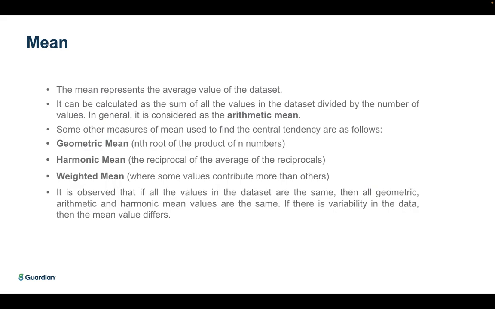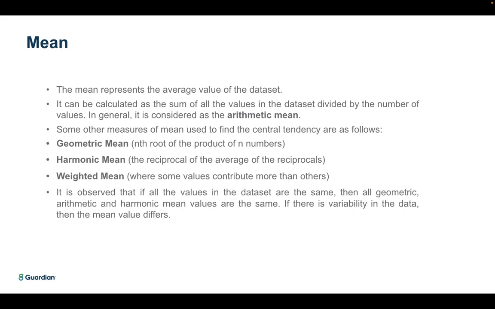There are three types of means: geometric mean, harmonic mean, and weighted mean. Geometric is basically the nth root of the product of n numbers. Harmonic is the reciprocal of the average of the reciprocals, and weighted mean is basically when you put in some weights on certain values, then you will land on a weighted average.